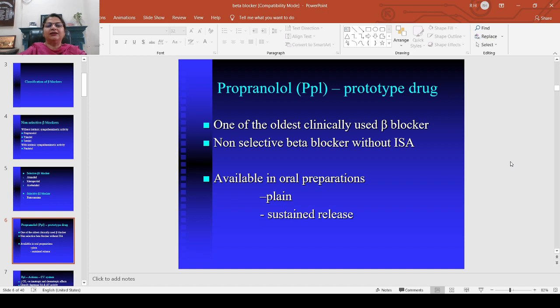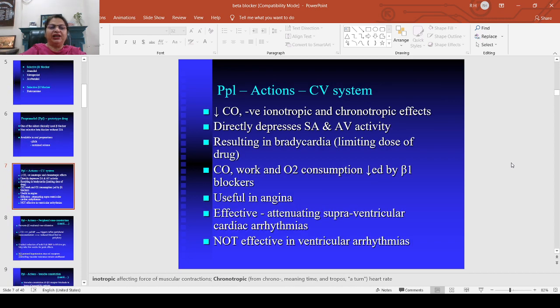First, we will discuss propranolol, which is the prototype drug for the non-selective beta blockers. It is one of the oldest clinically used beta blockers. Oral preparations are available as both plain and sustained release preparations.